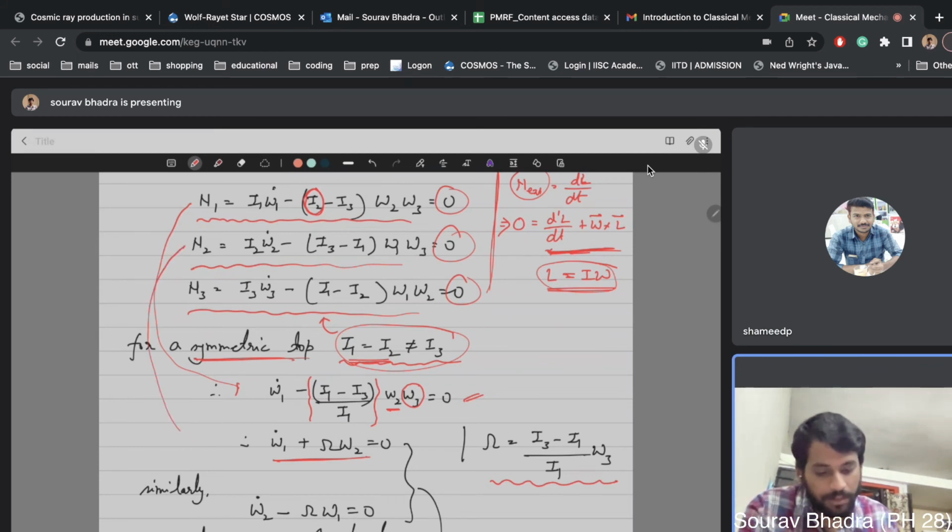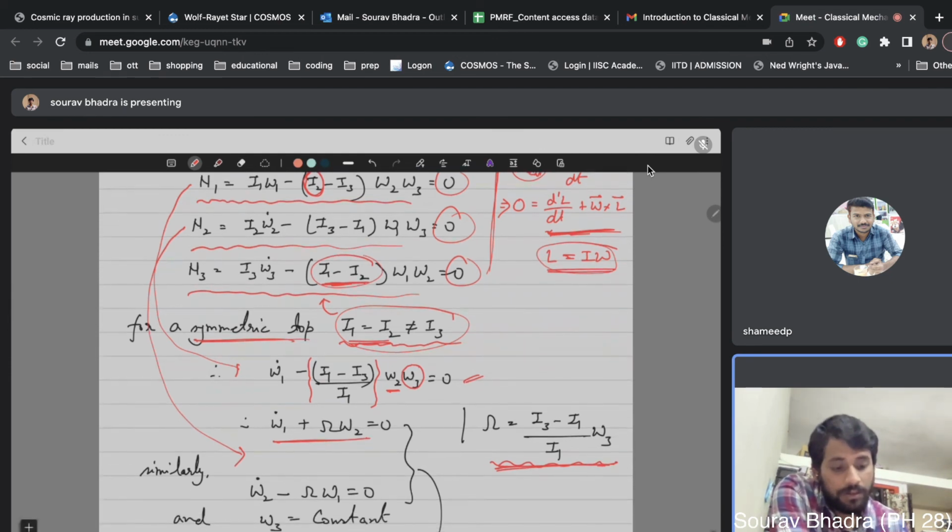Similarly, if you put those in the second equation, you will get omega 2 dot minus capital omega omega 1 equals 0, where capital omega is the same as before, and as your I1 equals I2, this term in your third equation will be 0. So if it is 0, this equation will give you I3 omega 3 dot equals 0, and I3 is non-zero. That means omega 3 dot equals 0, that gives omega 3 equals constant, right? So that I have written, that omega 3 equals constant.